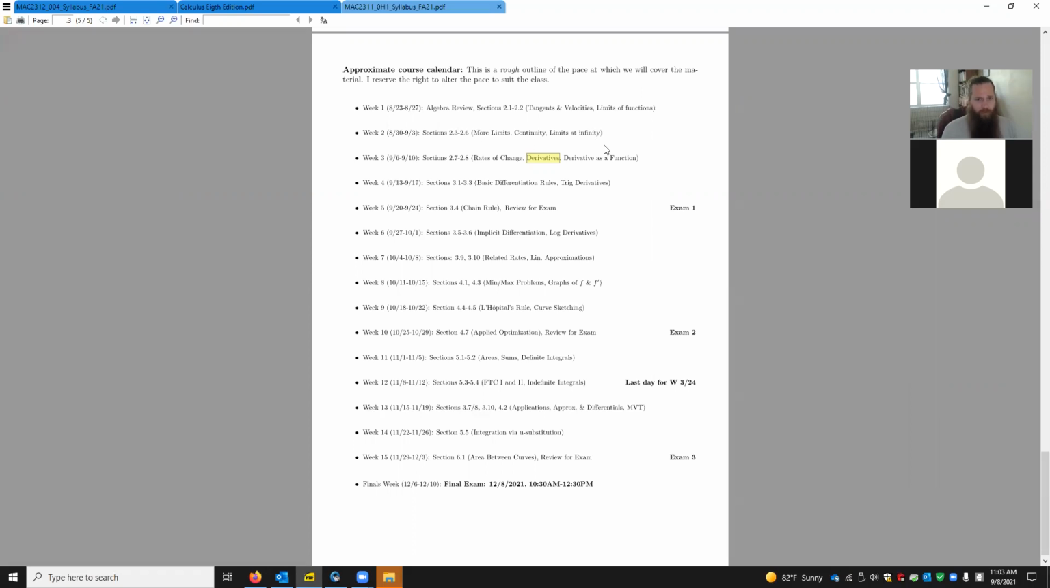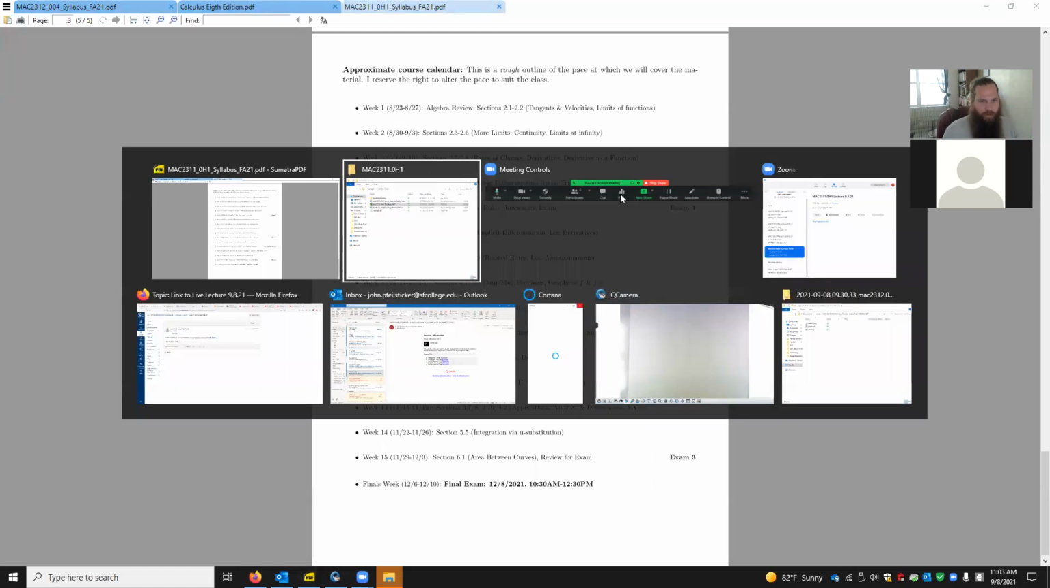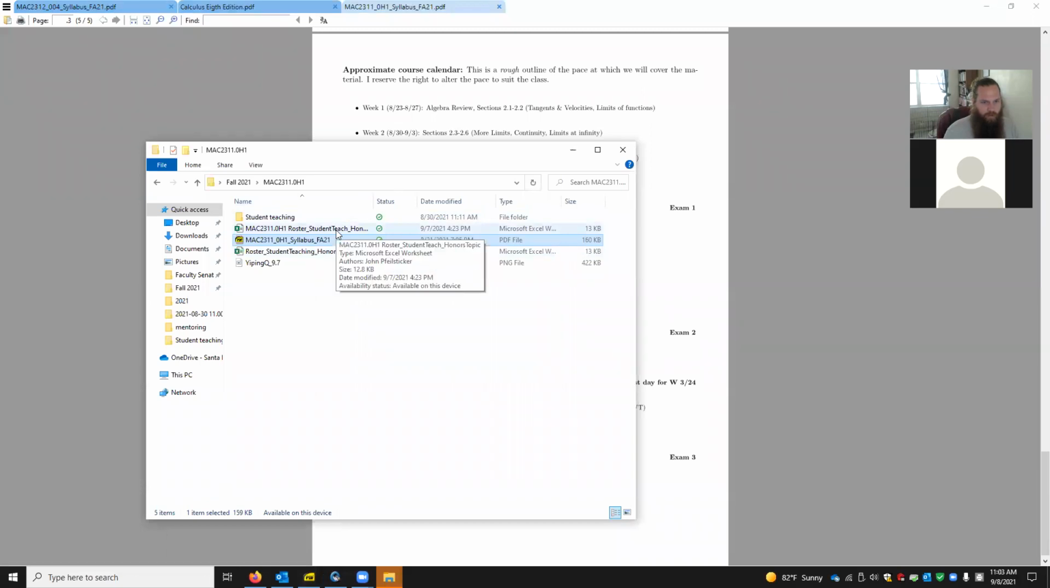But now that we have finished 2.6, we've gone through all of the preliminary limit rules and theorems that you need in order to actually start cooking up some derivatives. So today I'm going to introduce the concept of a derivative, and we will do some calculations. I'm going to remind you some things from pre-calculus, and then we'll look at our first few derivatives.